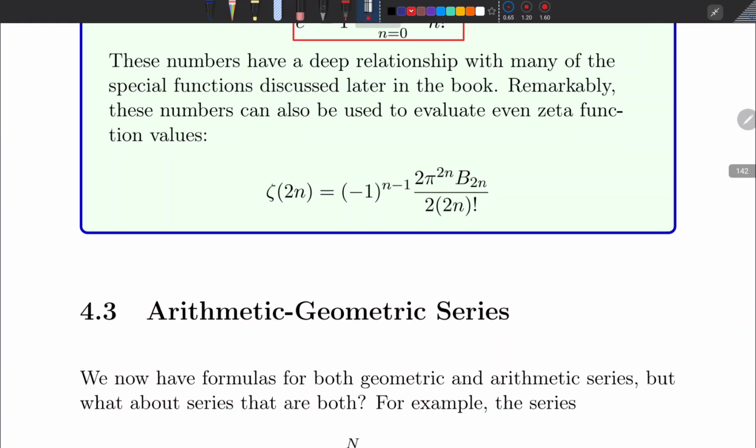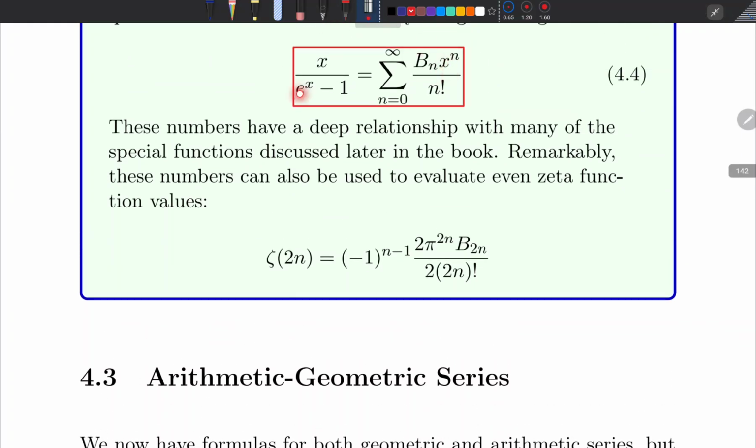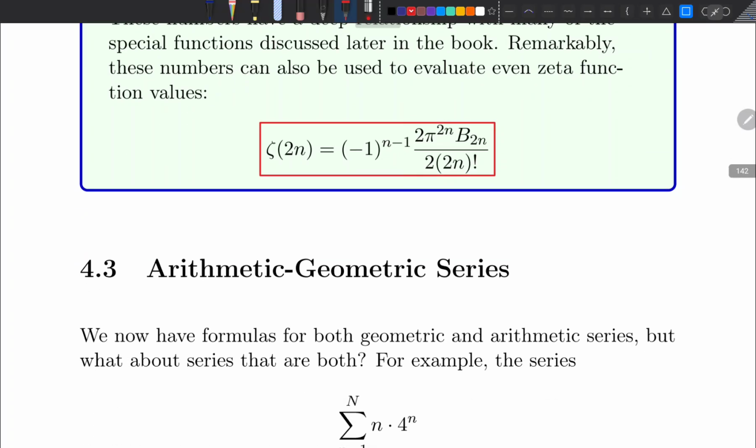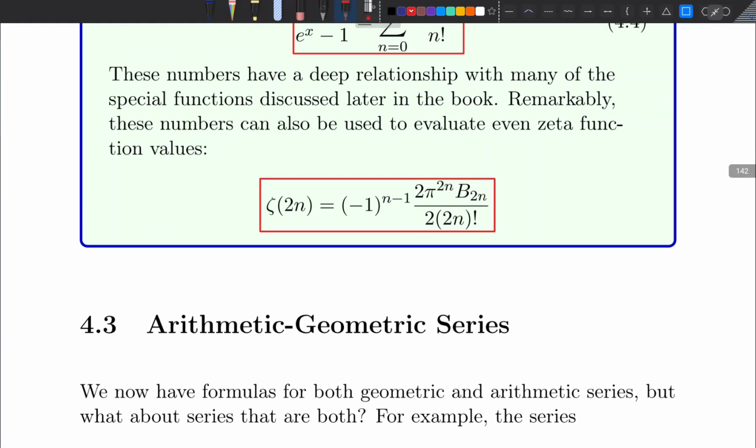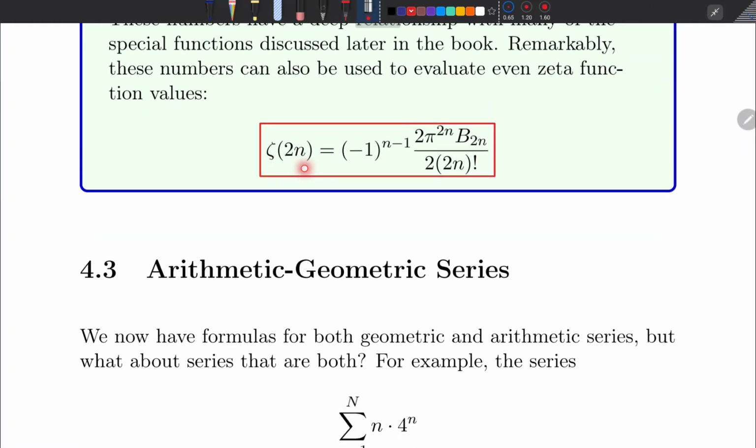And the crazy part is, I have used this generating function to prove this formula down here, and you can have a video displaying this on my thumbnail, right? So this is literally amazing. It's a generalized Riemann zeta of even arguments: negative 1 to the n minus 1 times 2 pi to the 2n, times b sub 2n, over 2 times 2n factorial.